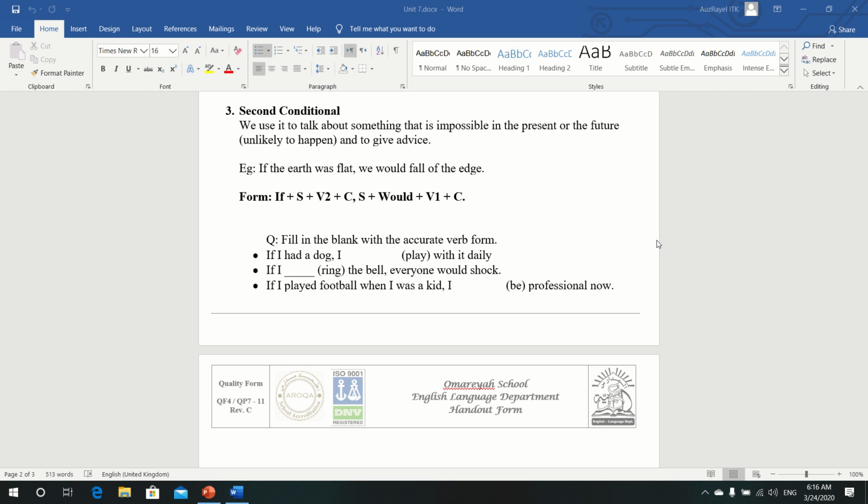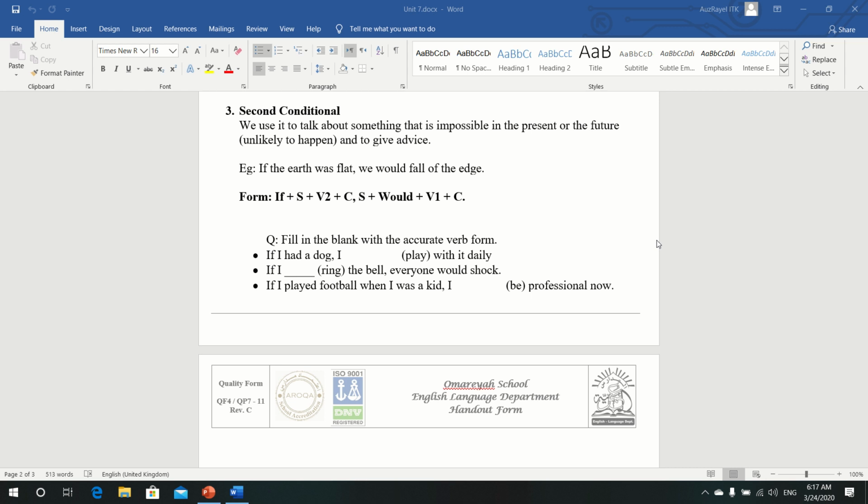So, zero conditional is to talk about something that always happens. The first conditional is about things that are likely to happen. The second conditional is about things that are unlikely to happen. Okay, so for example, if the earth was flat, we would fall off the edge. Okay, if the earth was flat.